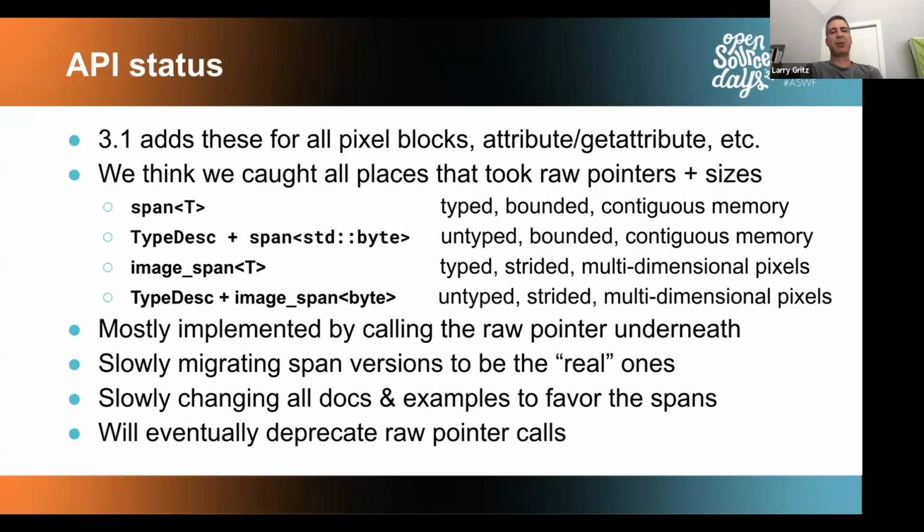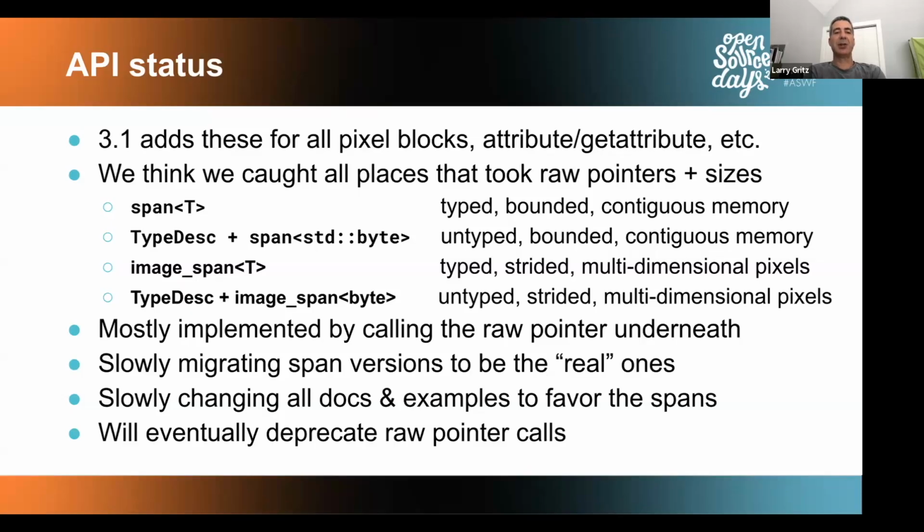So where are we with these? So 3.1 has added these, we think, for all of the places that used to take these sort of dangerous raw pointer calls, so that in particular, anything that's getting or retrieving blocks of pixels that need to write them into buffers, things that are setting or getting metadata and needs to put that someplace. We think we caught all the places. There may be a few stray ones that we patch up later, but I think we got the main ones so far. And so there's sort of 4 varieties of those depending on the use case.